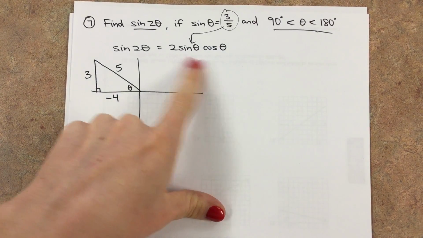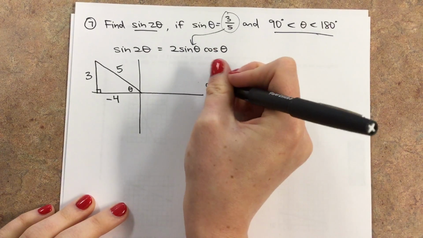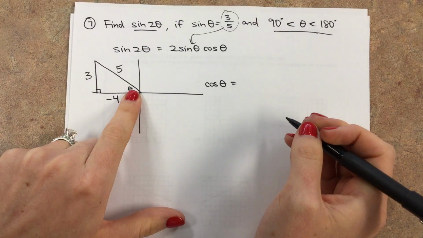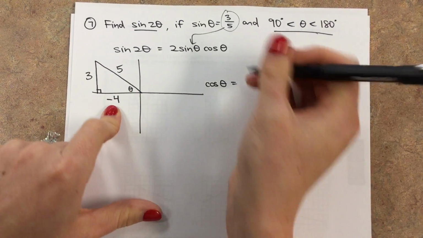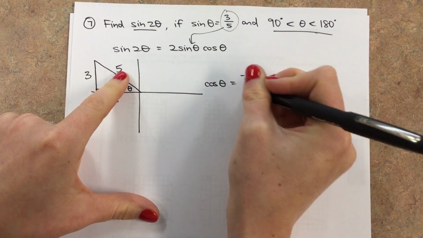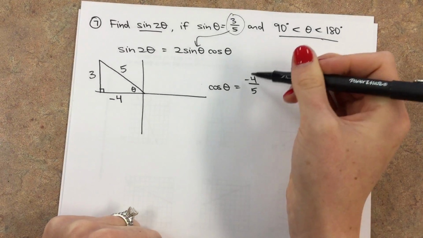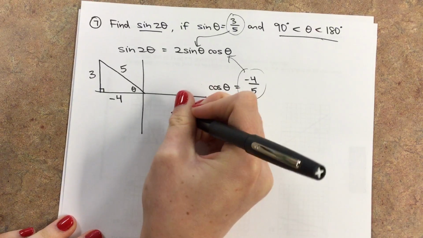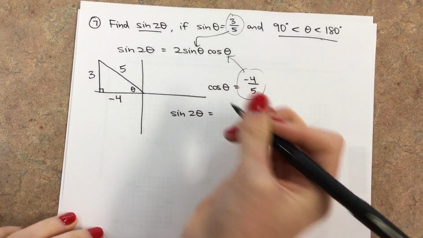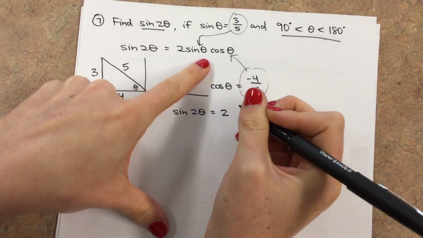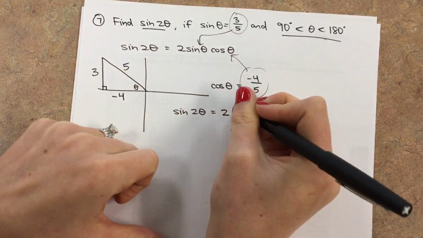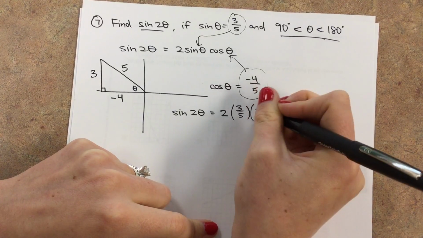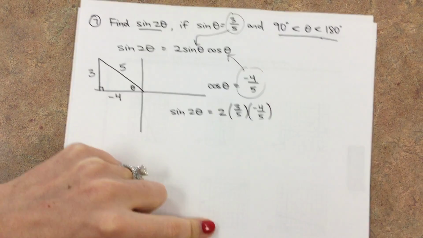So we've got sine. We need cosine in order to fill this all into our formula. So cosine of this angle, remember cosine is adjacent over hypotenuse. Adjacent to the angle over the hypotenuse. Now that is going to go in right here into our formula. Here's what our final answer would look like. We've got 2 times the value of sine, which was given to us, that's 3/5, and then times cosine, which we just found was -4/5.